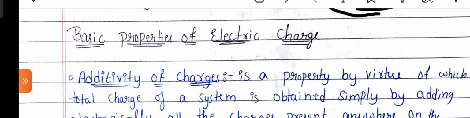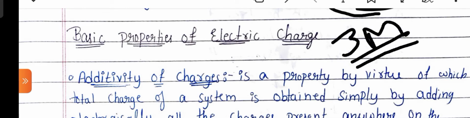Next is the basic properties of electric charges, which is an important 3-marker in our board paper. The basic properties of electric charges are three: additivity of charges, conservation of charges, and quantization of electric charges. We should not write that like charges repel and unlike charges attract and all. So we should not write that. Basic properties are additivity of charges, conservation of charges, and quantization of charges.